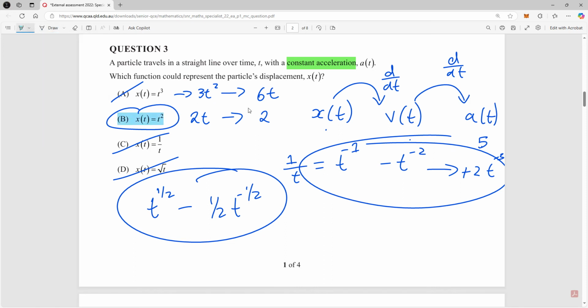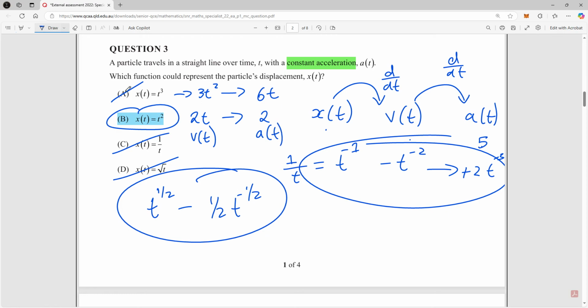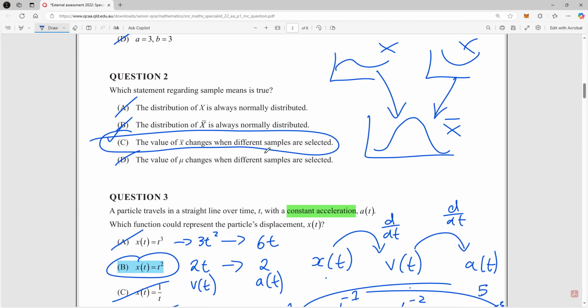Because when you differentiate this function twice, you get a number, which means it's a constant acceleration, because this would be your velocity function and this would be your acceleration function, okay? Any questions about that one, leave something in the comments.